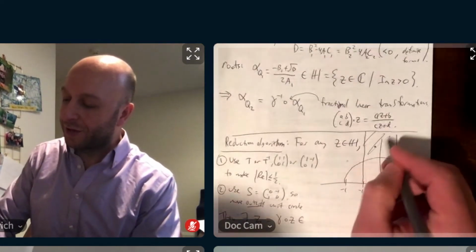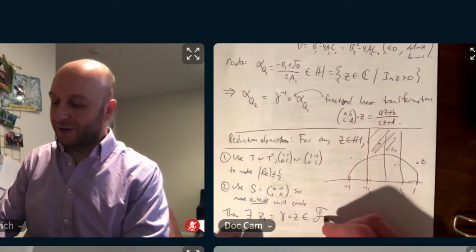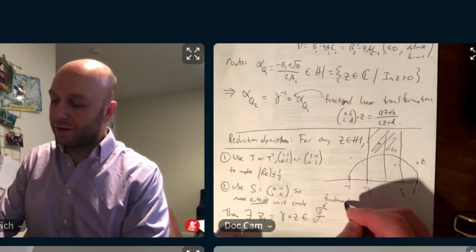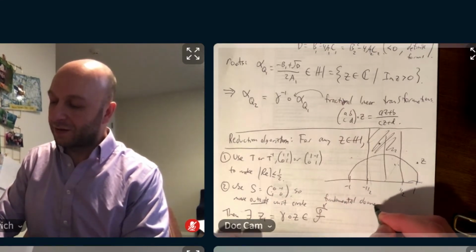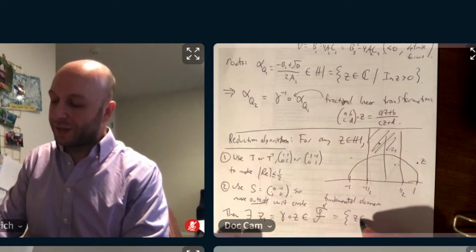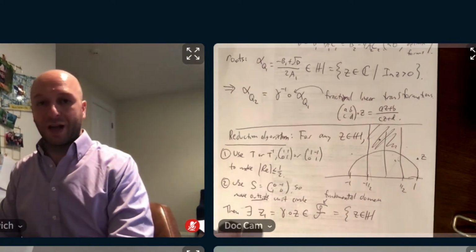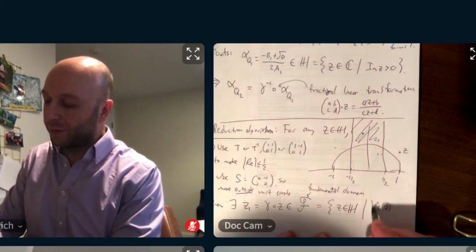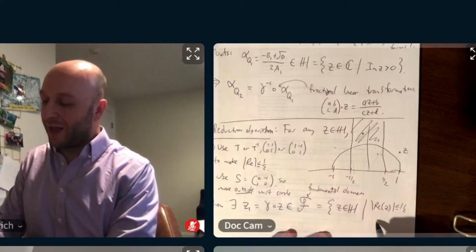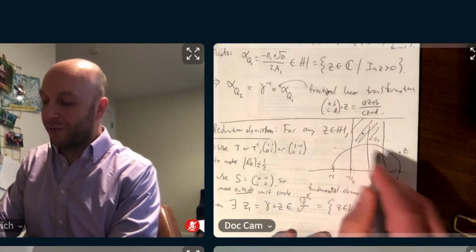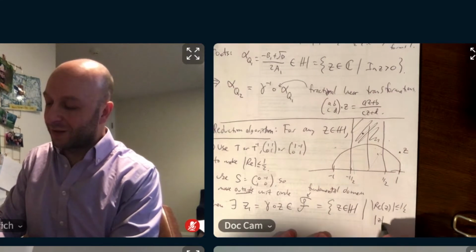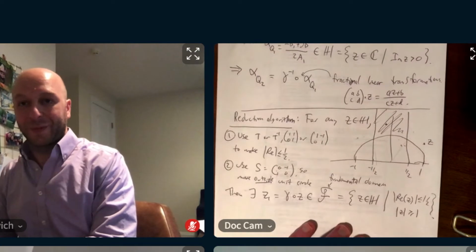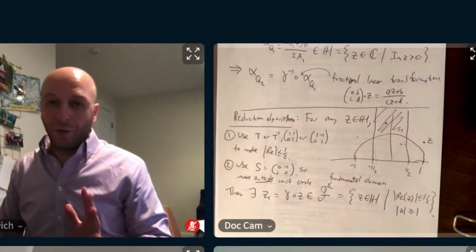So let's call this region F. This is called a fundamental domain. It is the set of points in the upper half plane, so it's already complex with imaginary part positive, with real part between minus a half and a half, and absolute value not inside the unit circle. Okay, this is almost unique.